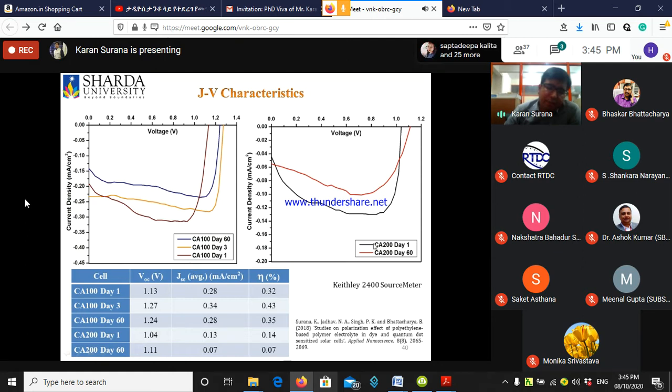In case of CA200, where the electrode was sintered at 200 degrees centigrade, we discussed that probably bulk formation of the particles has taken place, where we can see the efficiency is quite poor in comparison to the CA100 one. And after a period of 60 days, the efficiency has almost reduced to half of the original value.